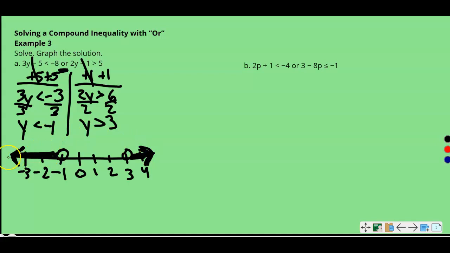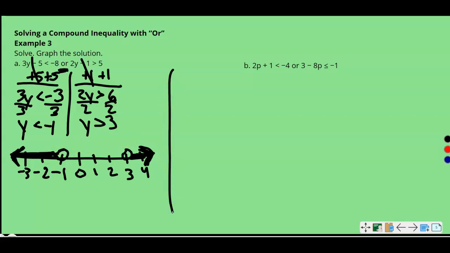All right, so everything shaded to the left of negative 1 and to the right of 3 would be a solution for this inequality or this inequality. So it doesn't have to be a solution for both. It has to be one or the other.